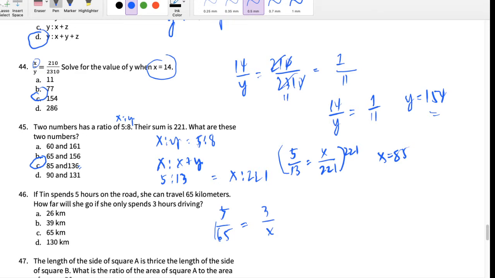But for me, to make it easier, I always put what I'm looking for on top. So, since I'm looking for the distance traveled, this distance should also be on top. So, 65 for 5 hours is equal to the distance covered for 3 hours. Okay? So, multiply both sides by 3. X here is going to be equal to 39. Because here, 5 and 65 will cancel, leaving 13. Okay, so 13 times 3, that's 39. Letter B, 39 kilometers.